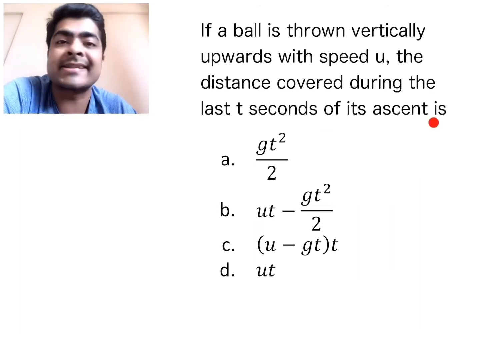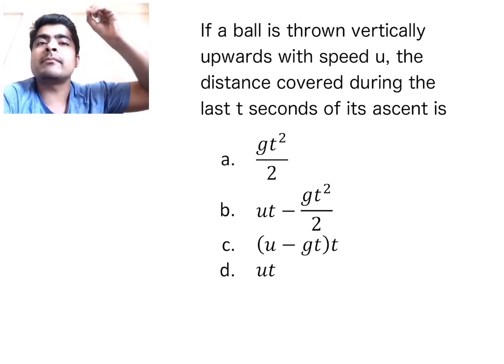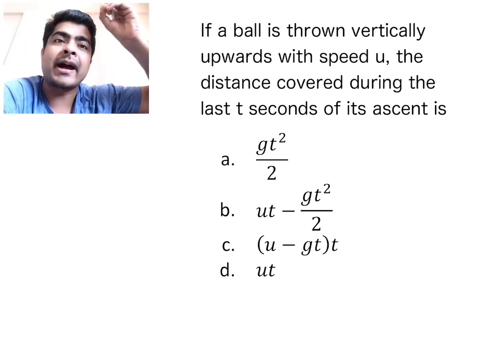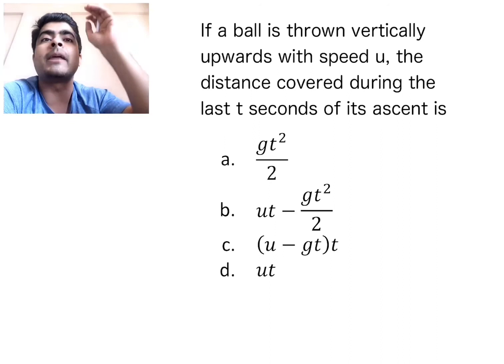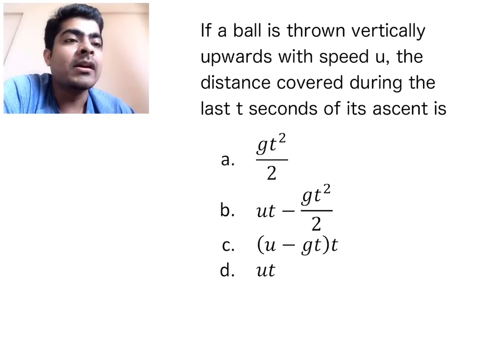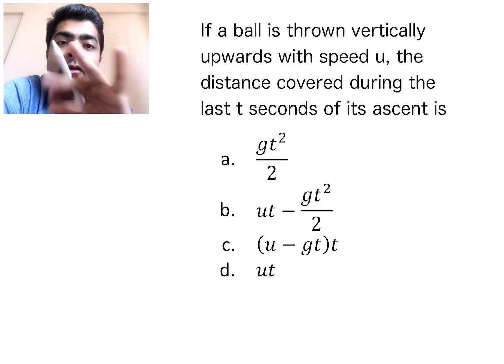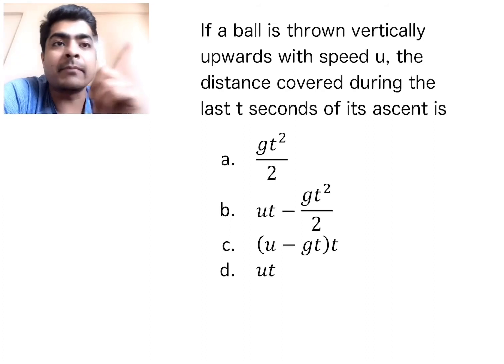If a ball is thrown vertically upwards with speed u, the distance covered during the last t seconds of its ascent is. The ball is going up, and at some point it will stop at the maximum height. So as it is going up, during the last t seconds, what is the height covered? Four options are given over here. Try to solve this yourself first, pause the video here itself and mark your answer.